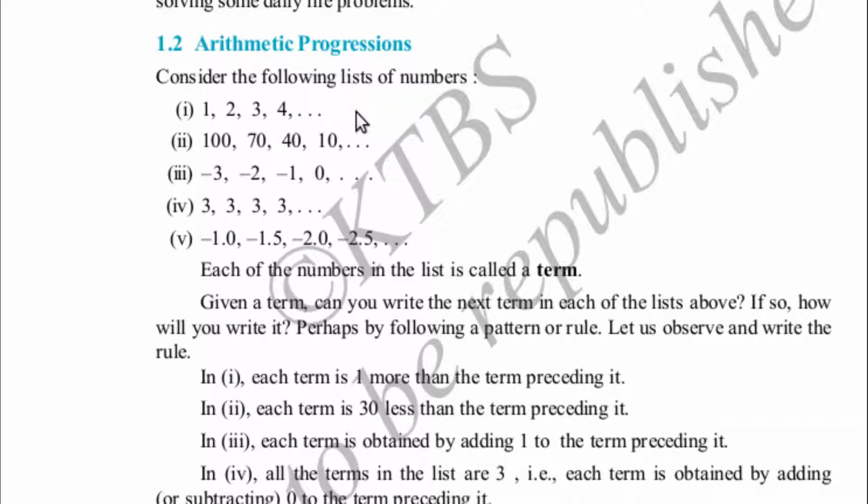In the second example we can notice that the first term is 100, second term is 70, third term is 40, fourth term is 10, next term would be minus 20, and so on. Here also we have got the first term, we don't know the last term. So this is regarded as infinite arithmetic progression. All five examples are instances of infinite arithmetic progressions.